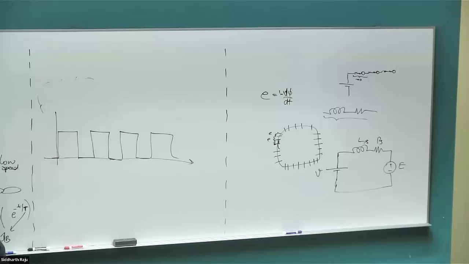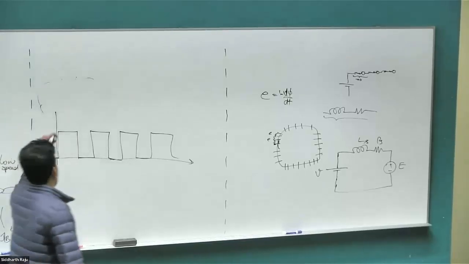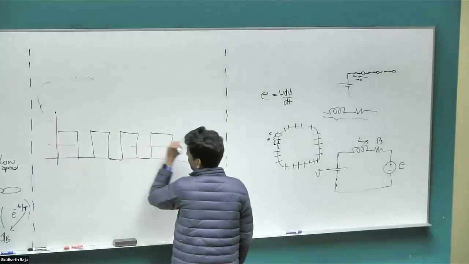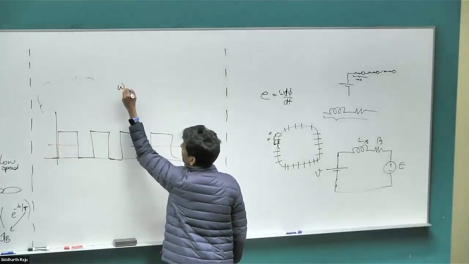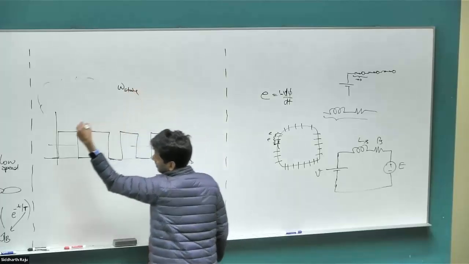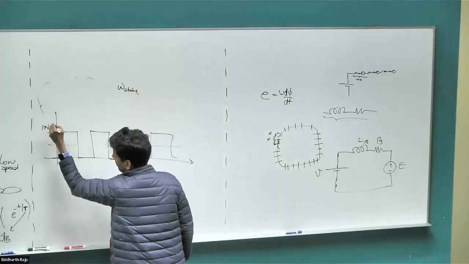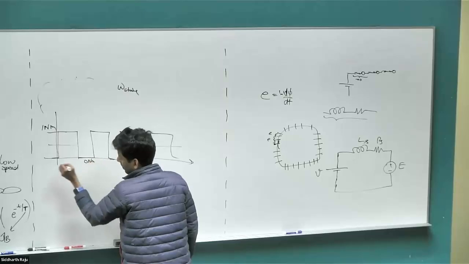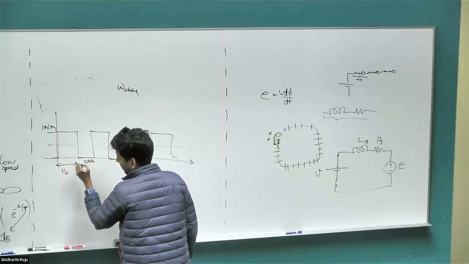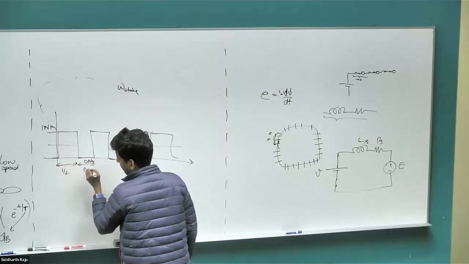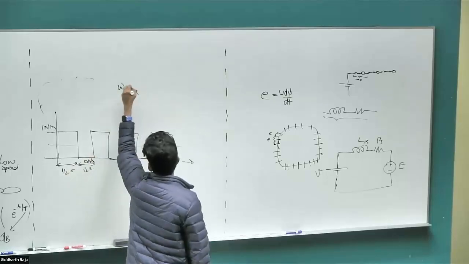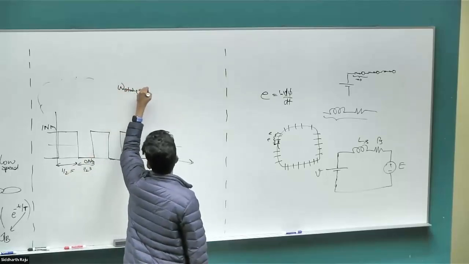What would you use? The average. Okay, let's start off with the average. What will be the steady state speed? Let's say this is 1 Newton meter, 0 Newton meter. It's 1 Newton meter for half a second, 0 Newton meter for half a second. What will be the average speed, the omega average?